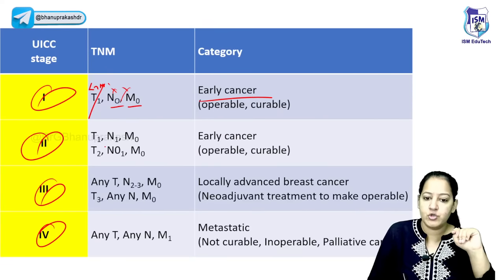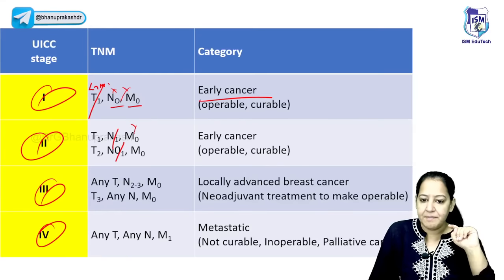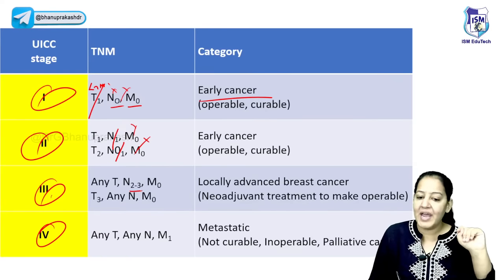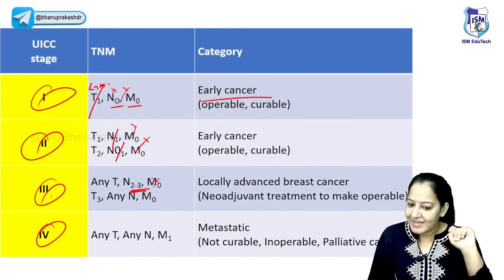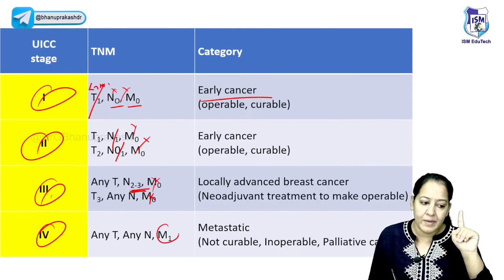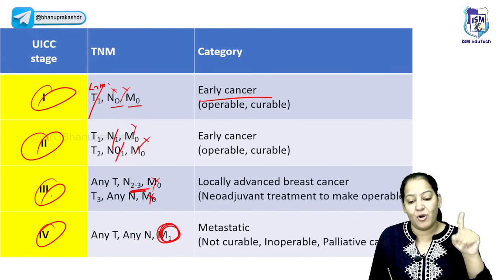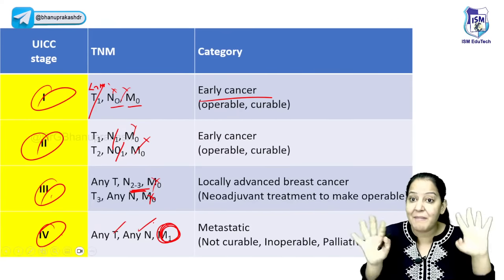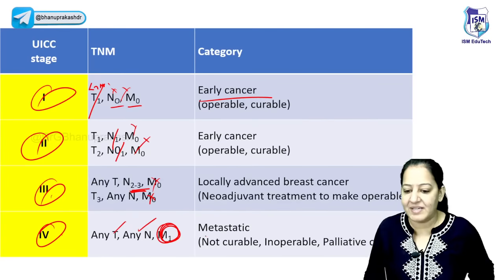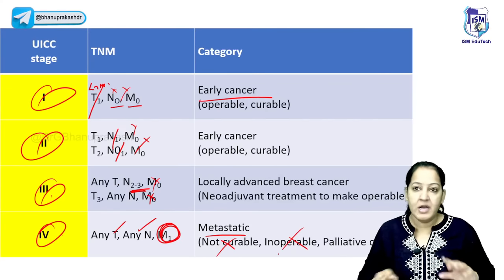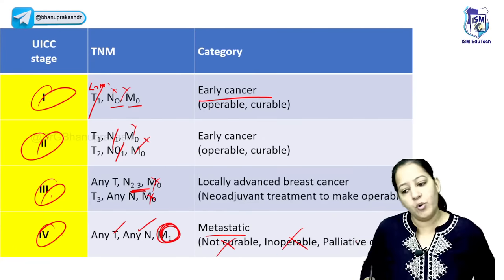Okay, in stage 2, N1 is there but mets are still absent. In stage 3, N2 or N3 is there, but mets are still absent. In stage 4, always mets are there. Whatever the T, whatever the N, doesn't matter. Mets means stage 4. Stage 4, the worst prognosis. It's metastatic, it's non-curable, it's inoperable. No surgery is done, no cure, only palliative care.